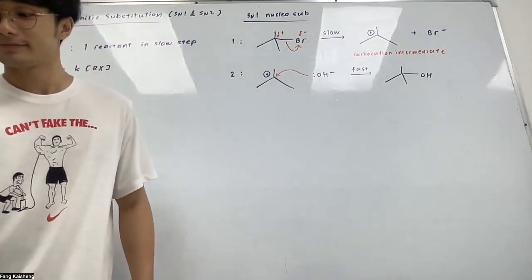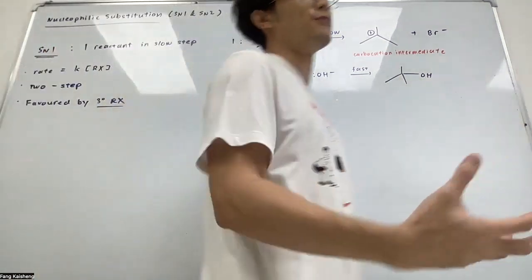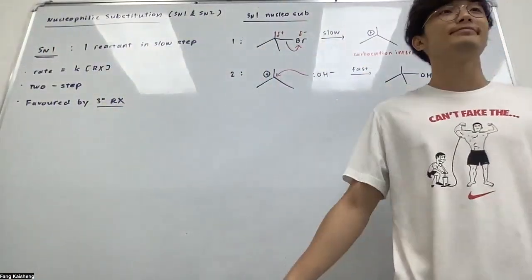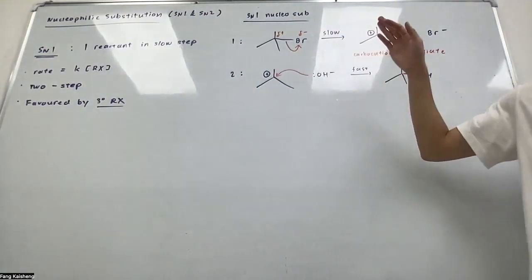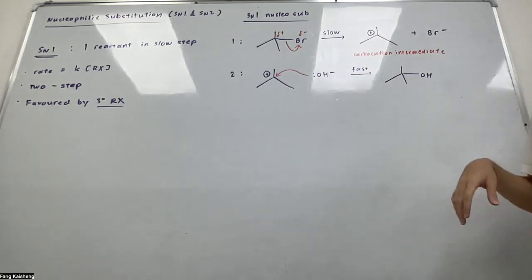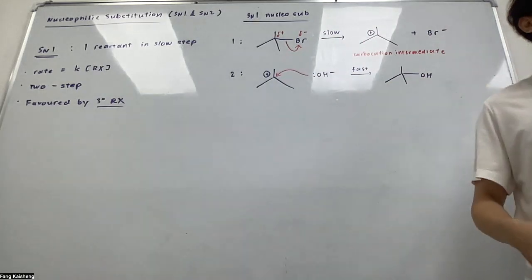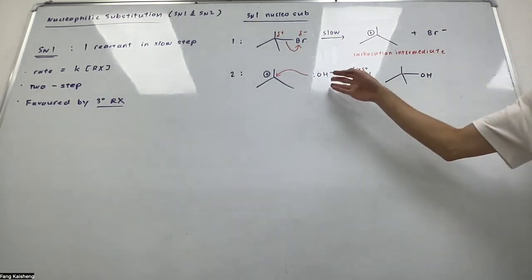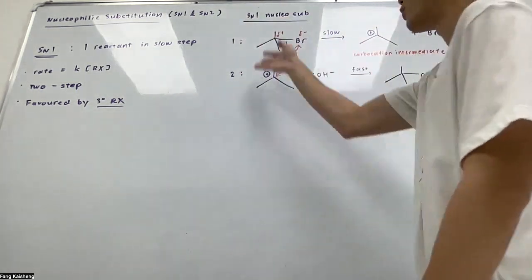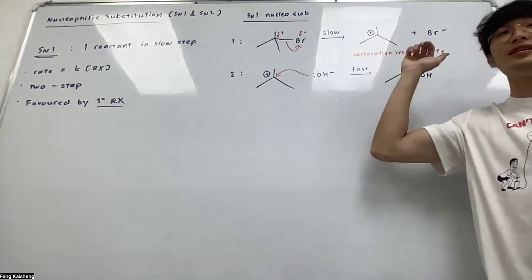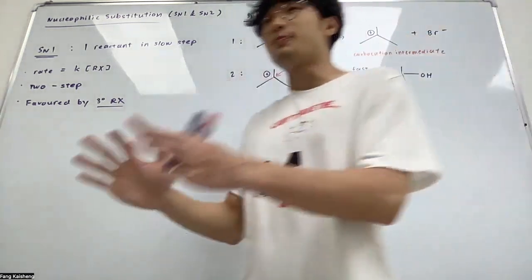OH minus is just a nucleophile we use to substitute. It's part of the reaction already. It just doesn't appear in the slow step yet, that's why it's not inside. OH minus is the nucleophile that you react with. It just doesn't appear in the slow step, but it appears in the overall reaction. Okay, now the next part, also very simple.